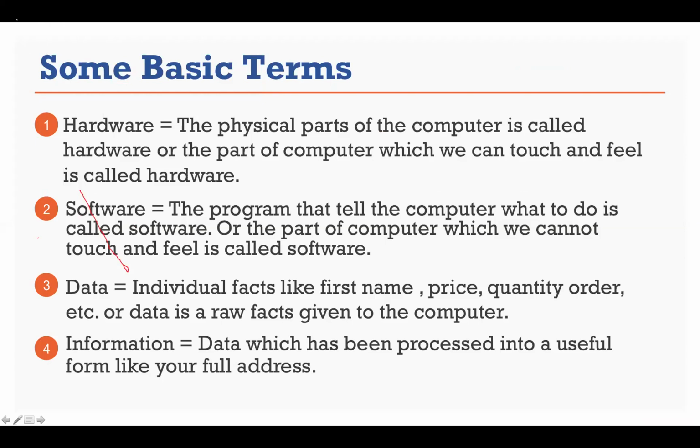Some basic terms: hardware, software, data, information. Hardware, the physical part of a computer, is called hardware, like keyboard, mouse, monitor, CPU. These all are hardware, the part of the computer which we can touch and feel. Another is software. The program that tells the computer what to do is called software, or the programs that you use in the computer. These all programs are known as software.